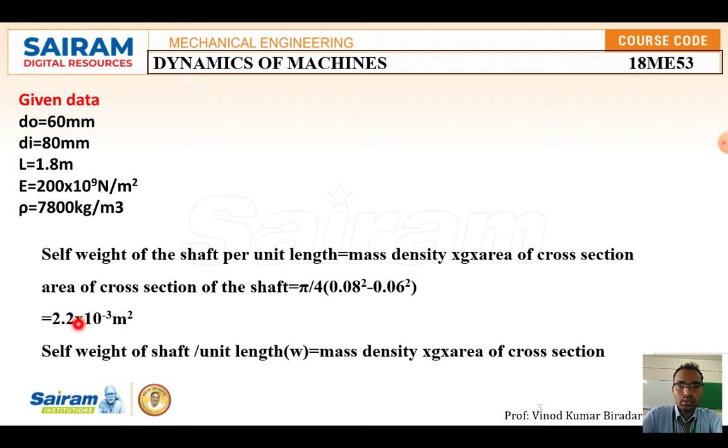Okay, the self weight of the shaft per unit length is denoted by W, that is mass density into the area into gravitational G, where area is the area of the cross section. So this is the formula, we have to remember this. In this we calculated the area as pi by 4 into outer diameter minus inner diameter, that is maximum minus minimum. So we got 2.2 into 10 to the power of minus 3 meter square.